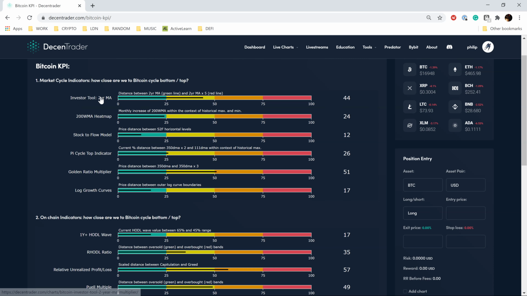So you can see each of the indicators down the side. You'll recognize some of these names here if you've been following the channel for a little while. And then what we have, we've put them into a 0 to 100 scale. So 0 is at the start of the market cycle, so this would be the lows in the cycle, and then 100 is when the market is starting to get overheated.